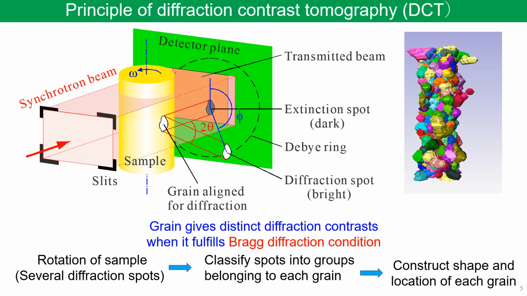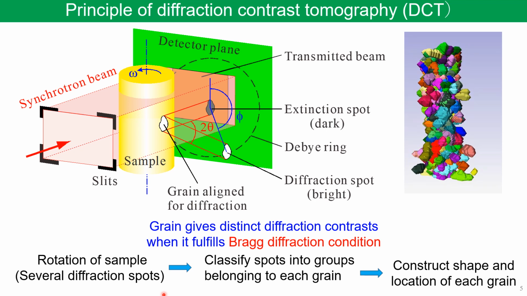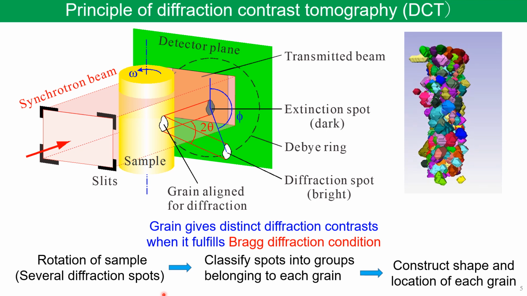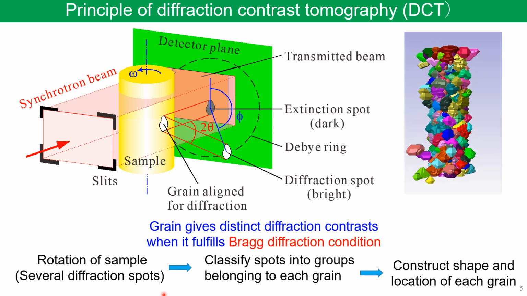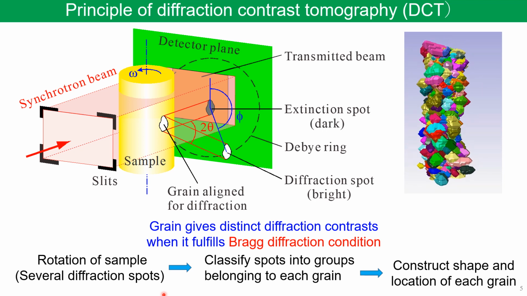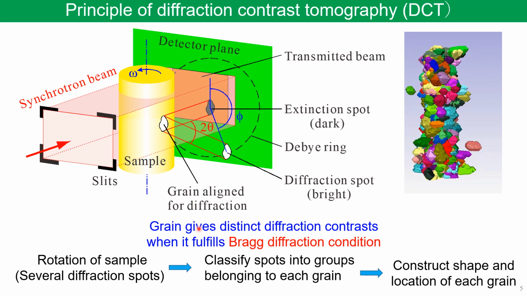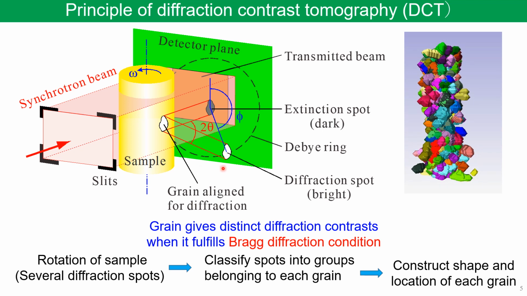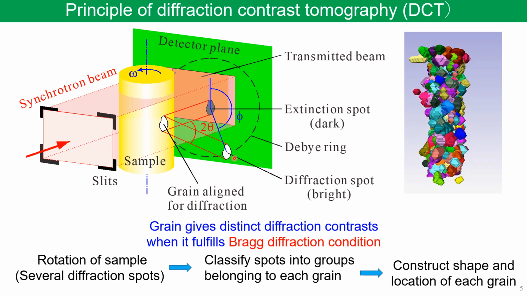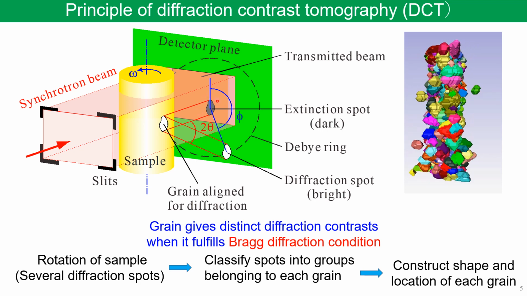Diffraction contrast tomography has been developed by French group at European Synchrotron Radiation Facility named ESRF. For tomography, we usually rotate sample. During a rotation of a sample, grains embedded in a polycrystalline sample produce a bright diffraction spot for a grain that satisfies Bragg's diffraction condition. At the same time, you can see a dark spot behind the sample in the transmitted beam.